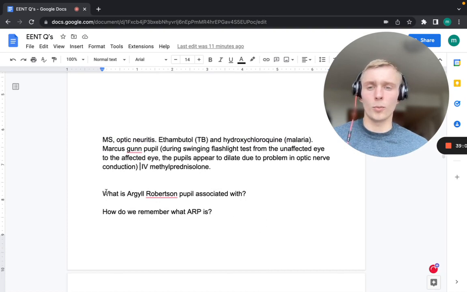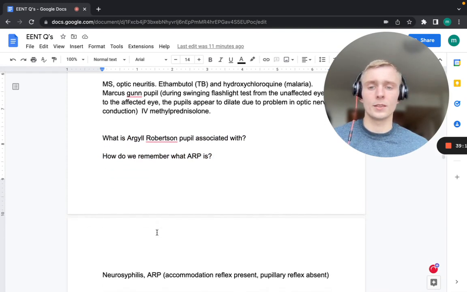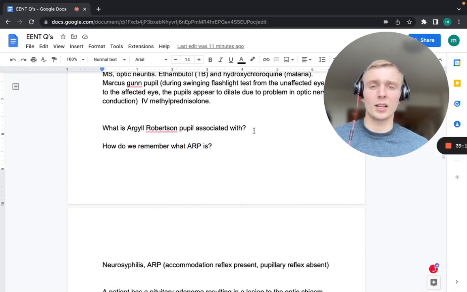So next one, we'll do one more question. What is the Argyll-Robertson pupil associated with? How do we remember what Argyll-Robertson pupil is? So how do we remember this? What's the mnemonic for that? Argyll-Robertson pupil is classically associated with neurosyphilis as the most common cause. Neurosyphilis.